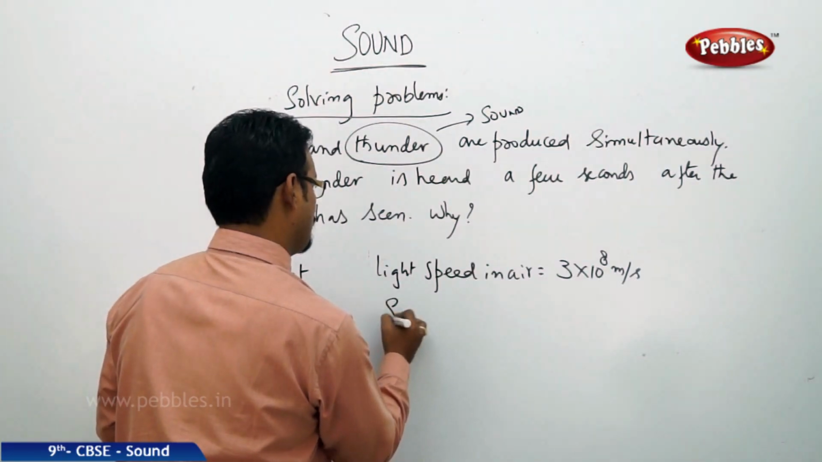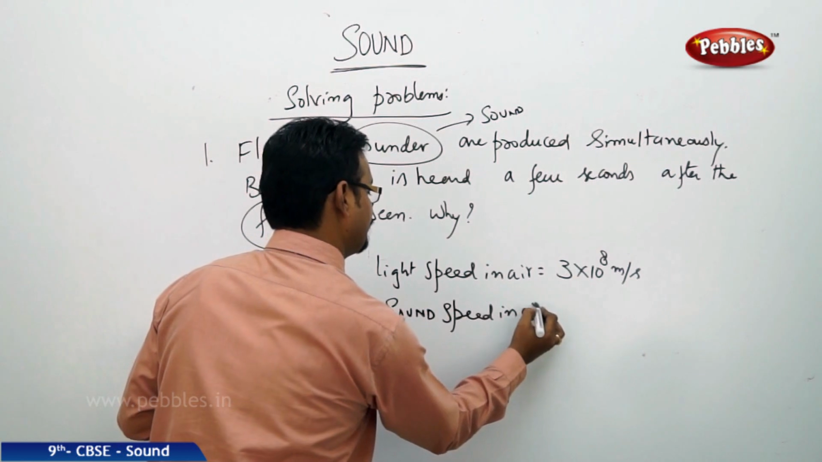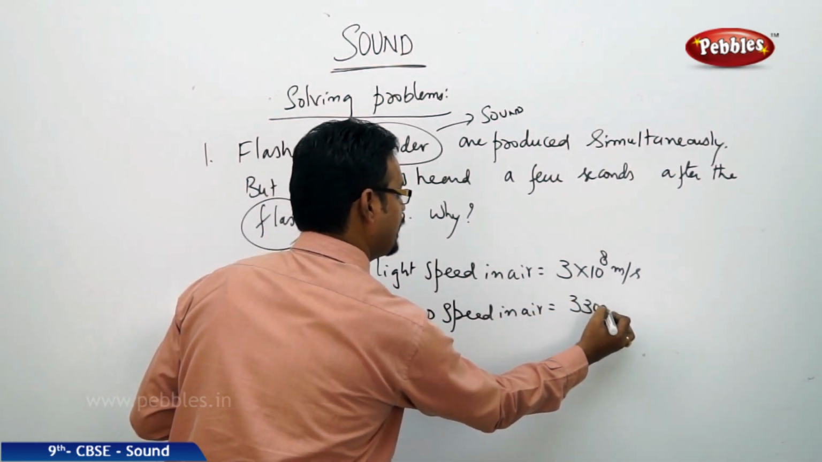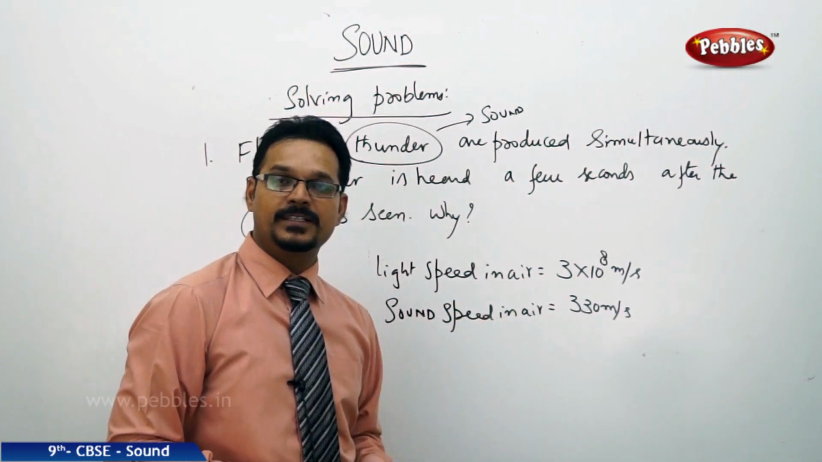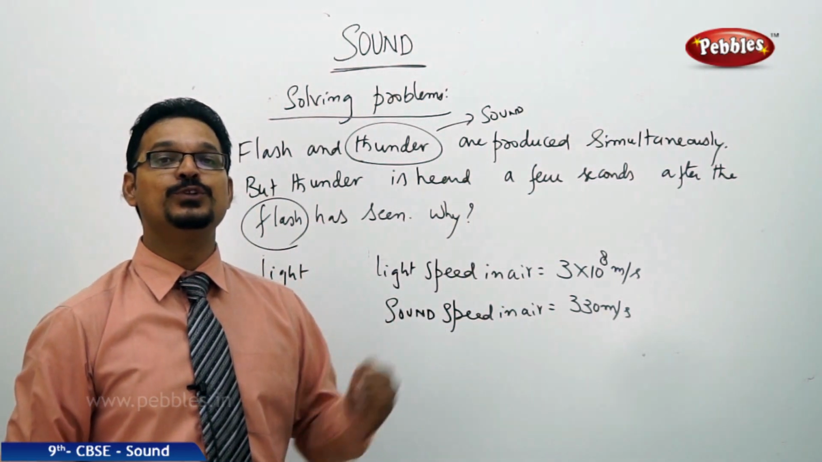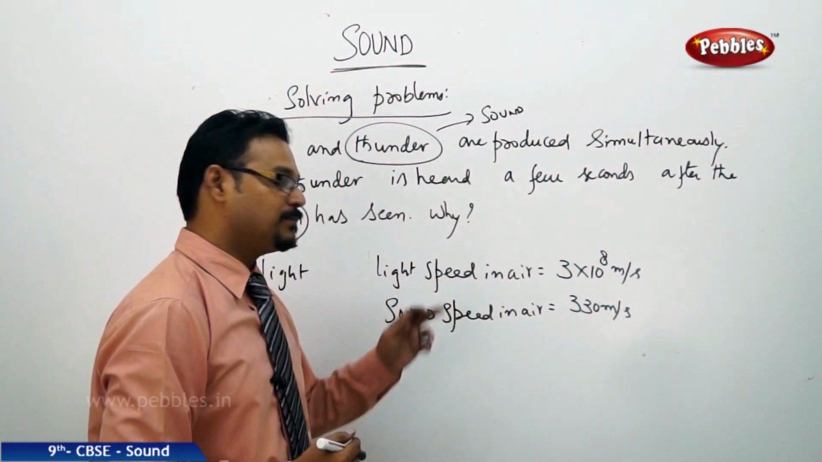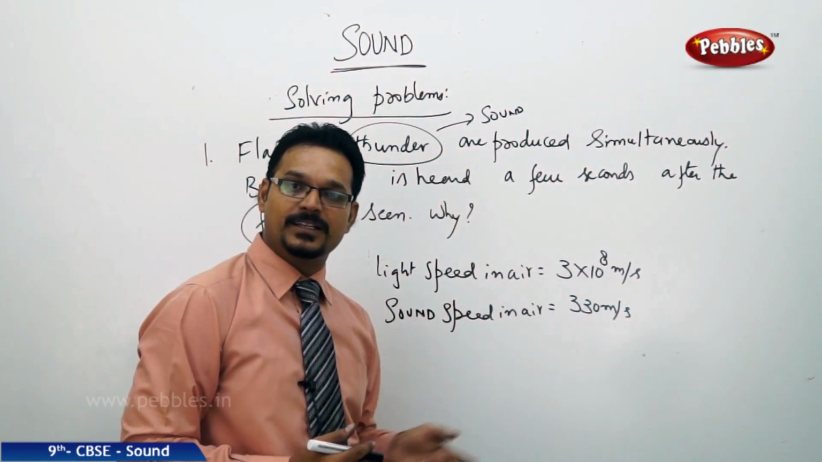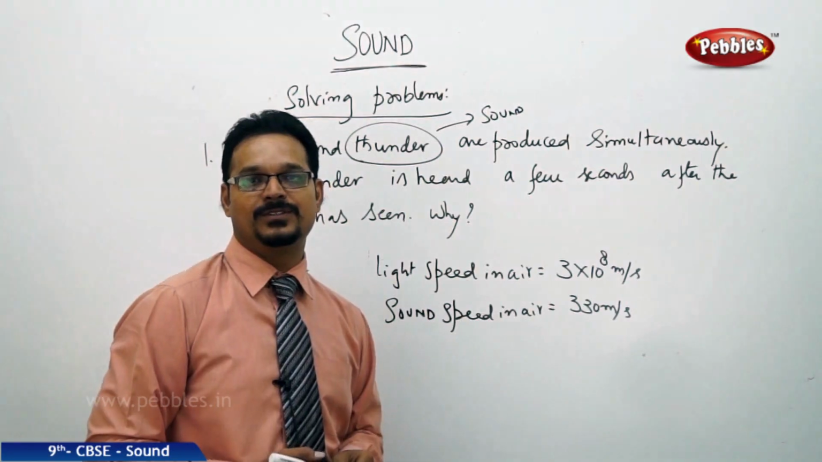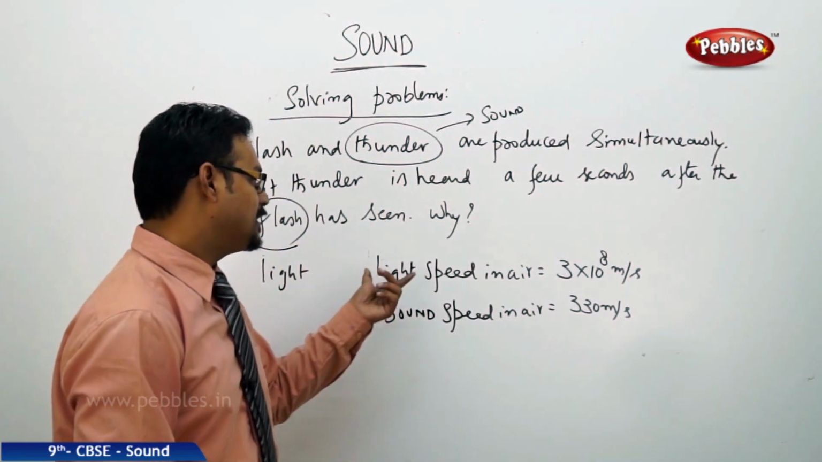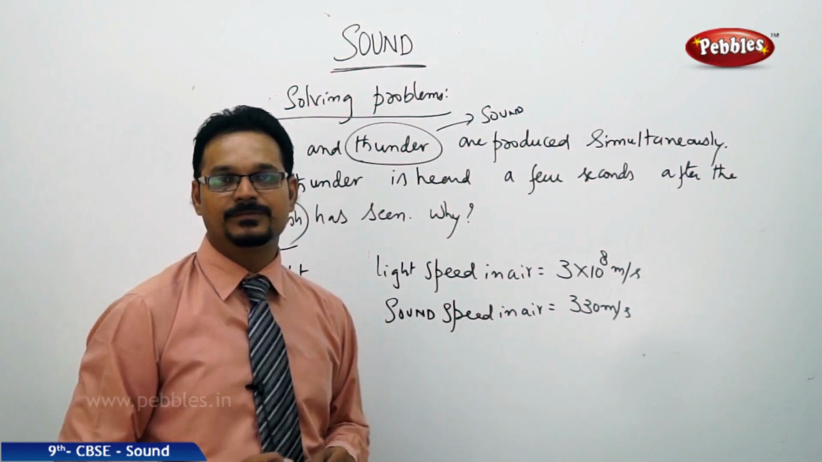If you see the sound speed in air, it is only 330 meters per second. Light speed is the maximum speed in the universe, as far as we know about the physics of the universe. It is 3 lakh kilometers per second. In 1 second light can travel 3 lakh kilometers, but sound can travel only 330 meters. That's the reason why you see the light first and later you hear the sound.